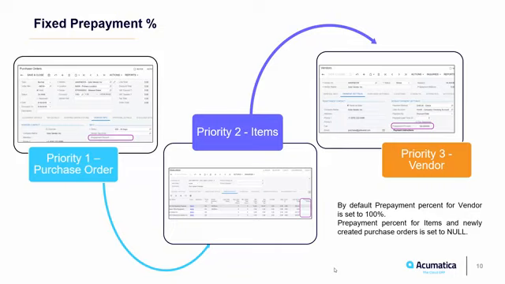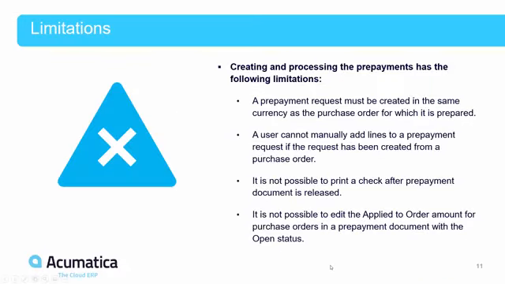The hierarchy to retrieve this information is first, it looks at the vendor. If nothing is there, it will get this information from items, and finally, if nothing is found on items, it will look to the vendor. By default, prepayment percent for a vendor is set to 100%. Prepayment percent for items and newly created purchase orders is set to null. Limitations for prepayments are listed here on this slide.